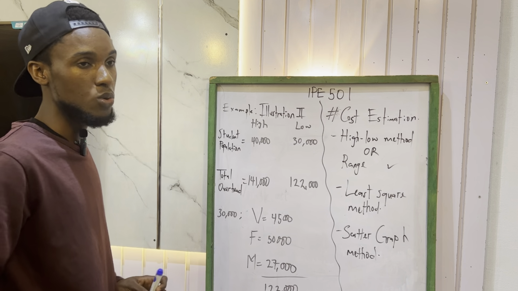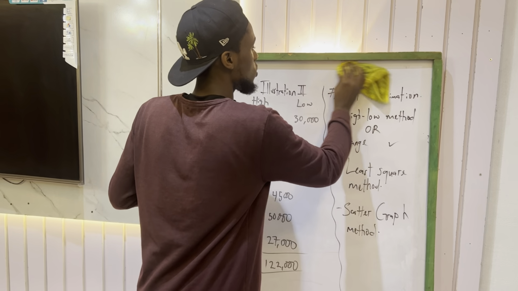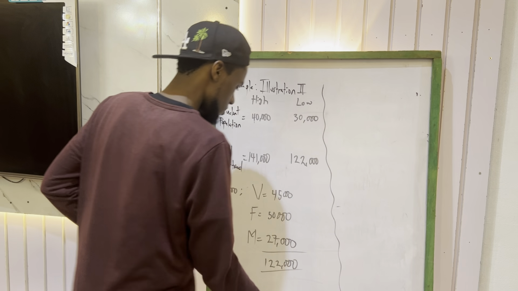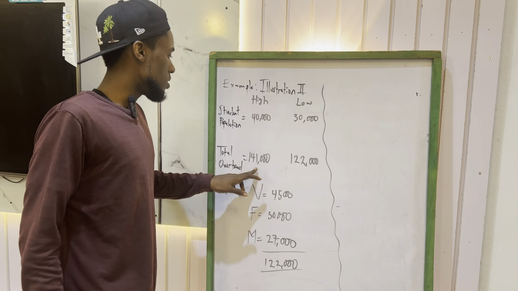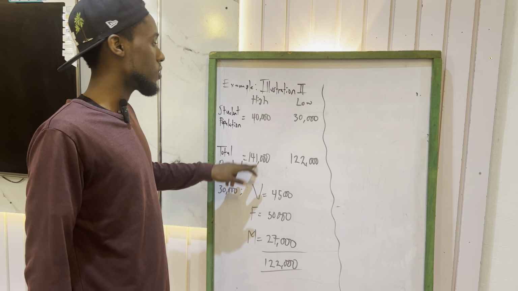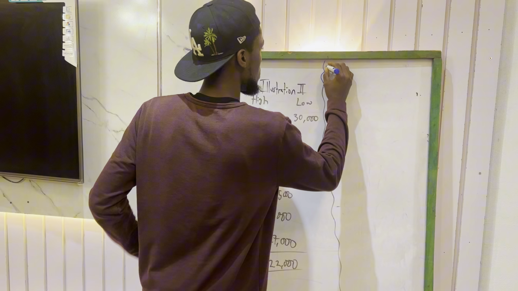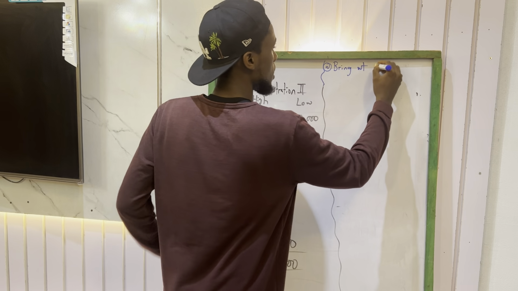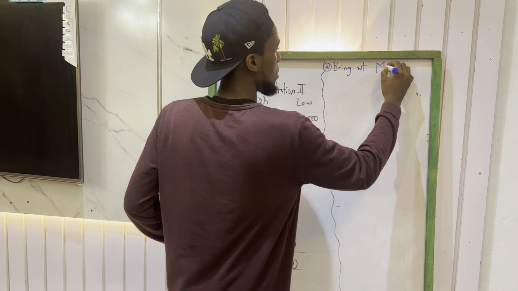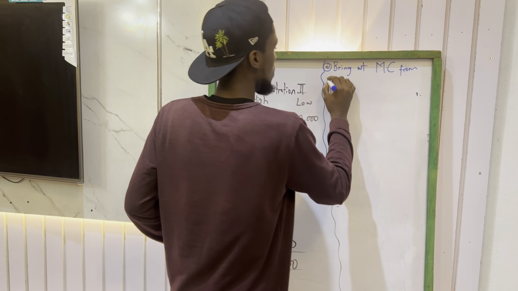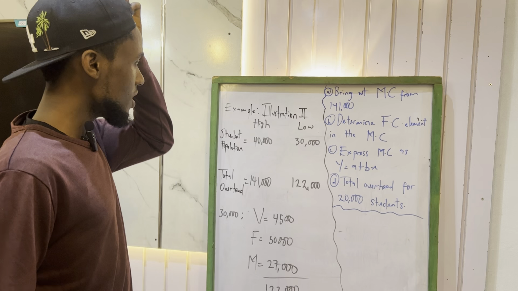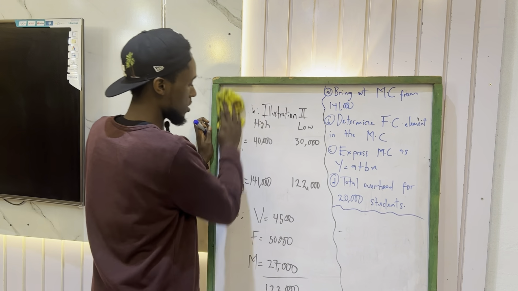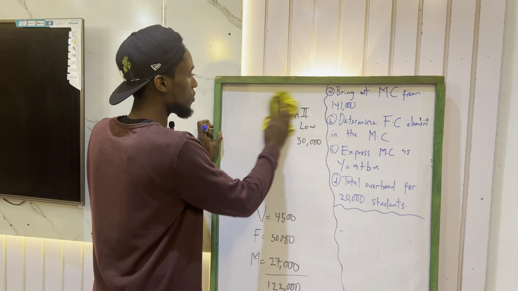Now, what is the question? Because it is very wearisome to have a long introduction to a question and then the question itself is hidden. So what is the question? The first question is, this 141,000 overhead for the high students, we're told to bring out the maintenance cost from the 141,000. So let's start. Let's bring out the maintenance cost from the total overhead of the high students, 141,000.